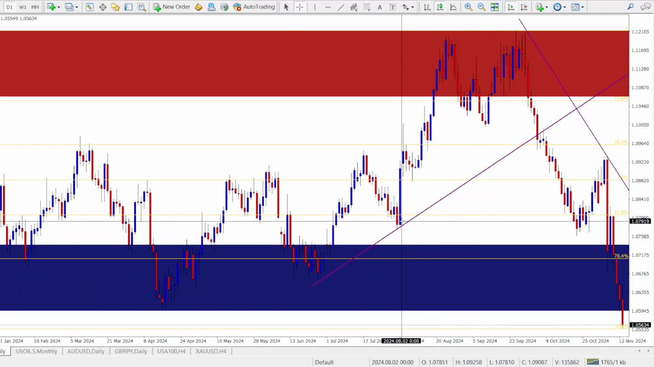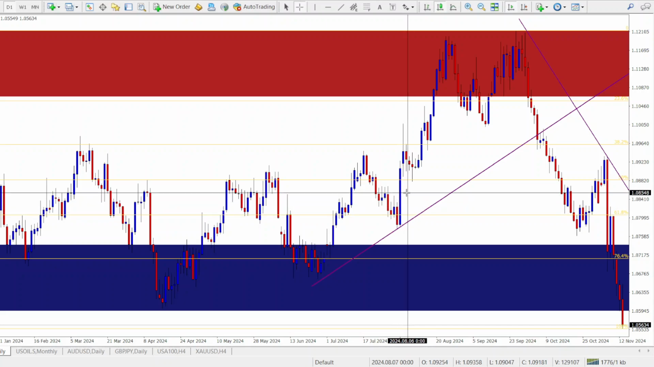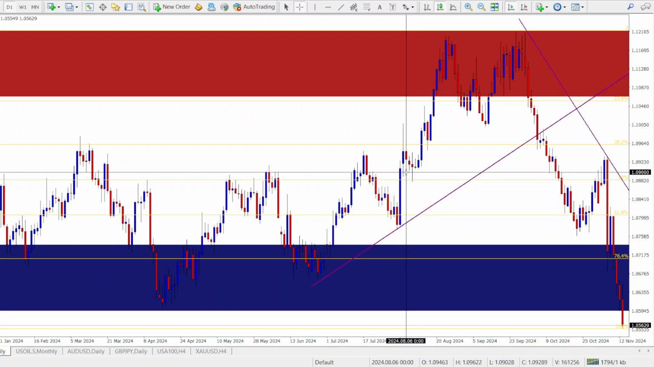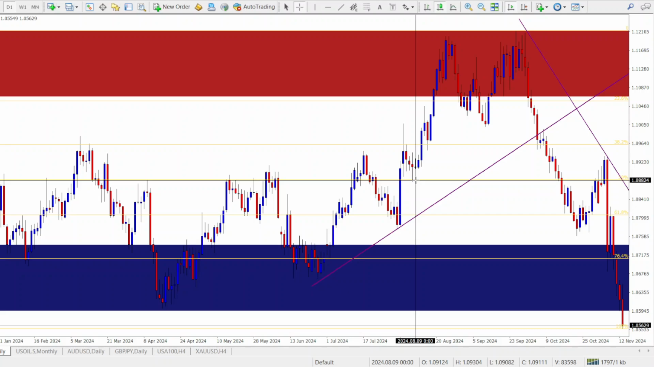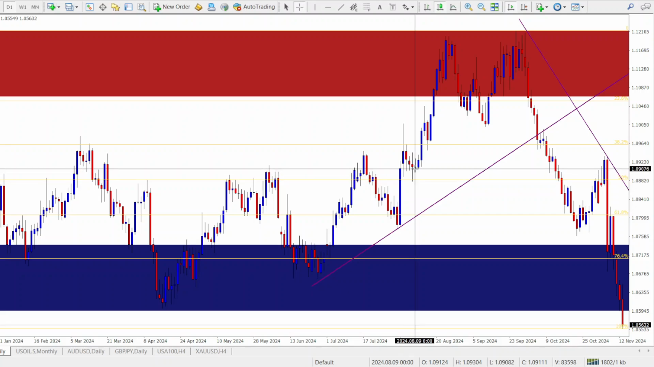So if you are a bit skeptical about entering a buy trade in the middle of this bullish candlestick, then you could have also waited for the candle to close completely and then retested this level before entering a buy.